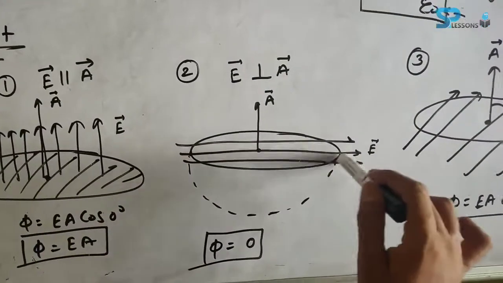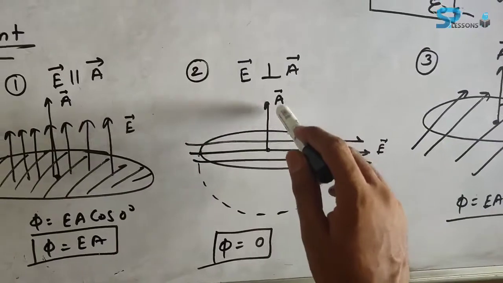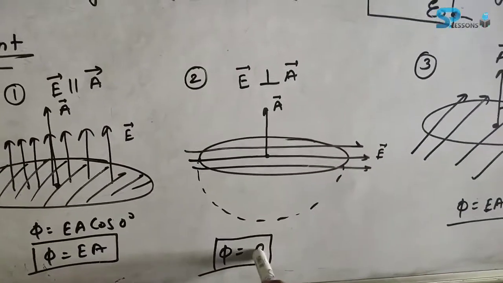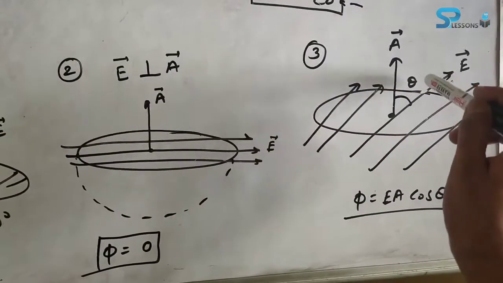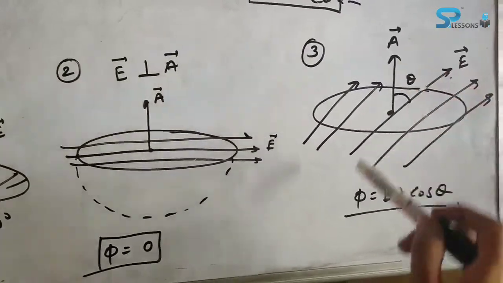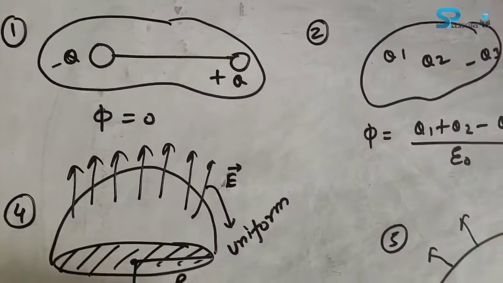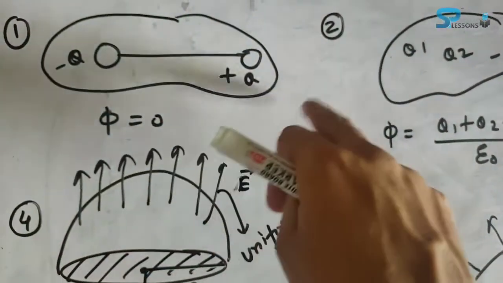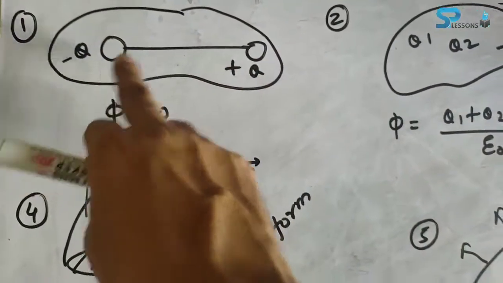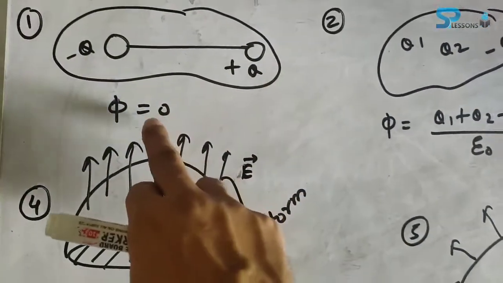In this situation, E and A are 90 degrees to each other, so the flux phi equals 0. In the third situation, you see the electric field lines making an angle theta with the area vector, so phi equals EA cos theta. So now see the first case. When a dipole is present in the Gaussian surface, the total charge is minus q and plus q, which is 0, so phi equals 0.